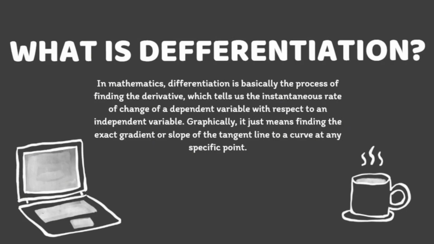In mathematics, differentiation is basically the process of finding the derivative, which tells us the instantaneous rate of change of a dependent variable with respect to an independent variable. Graphically, it just means finding the exact gradient or slope of the tangent line to a curve at any specific point.